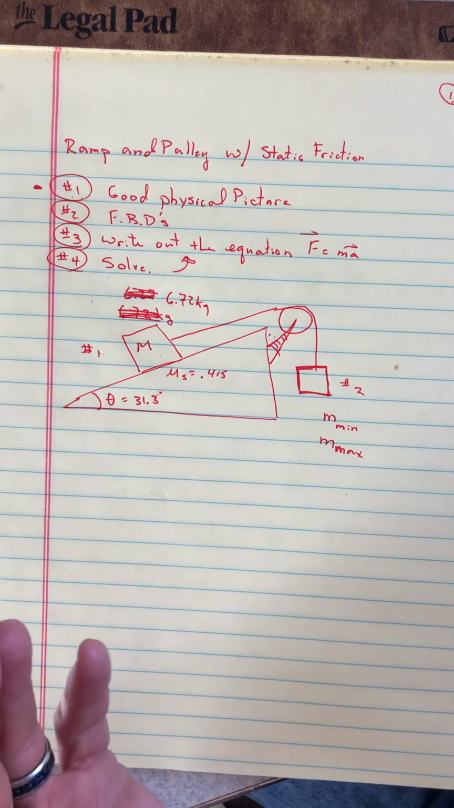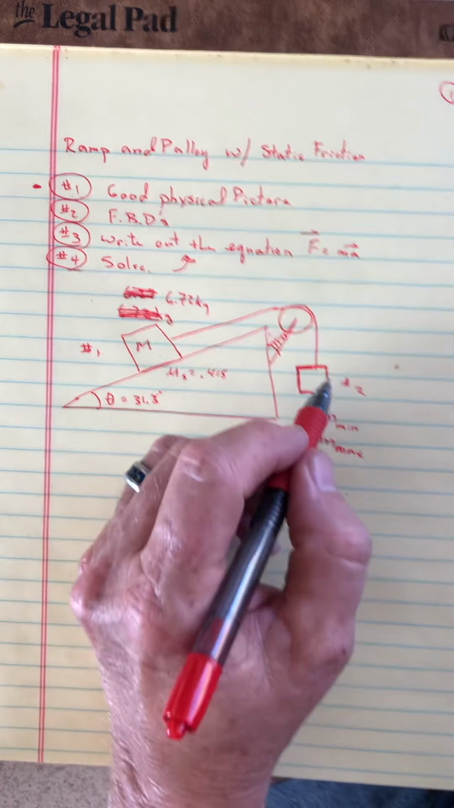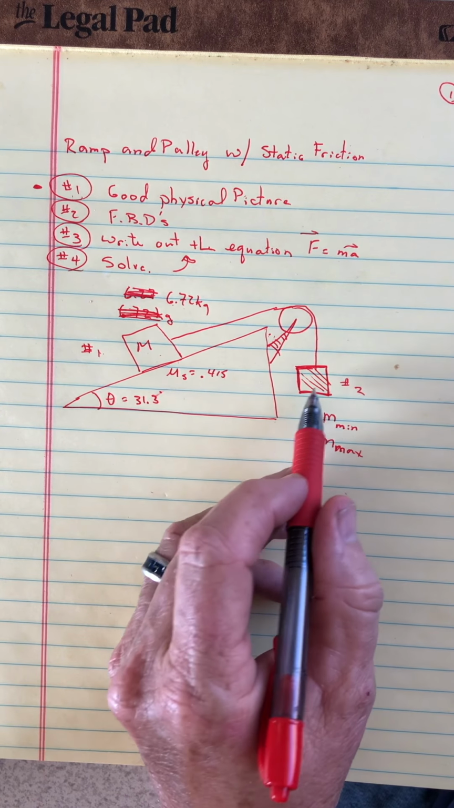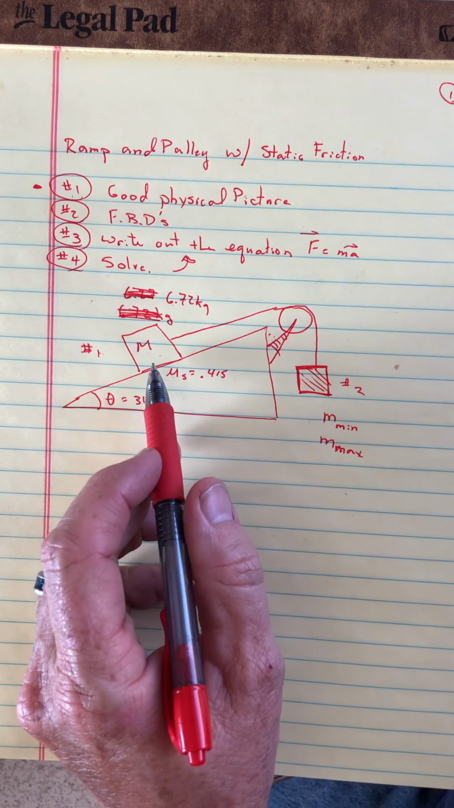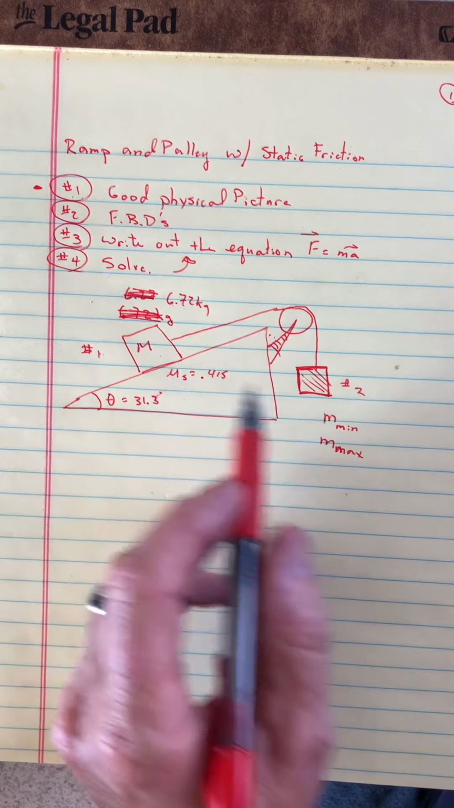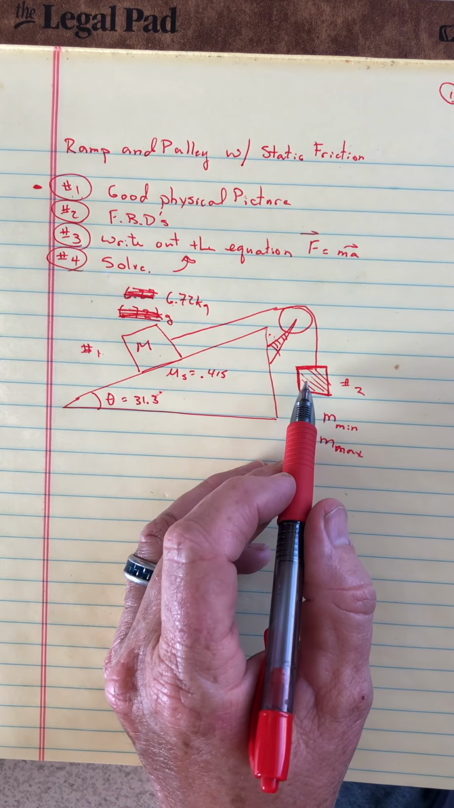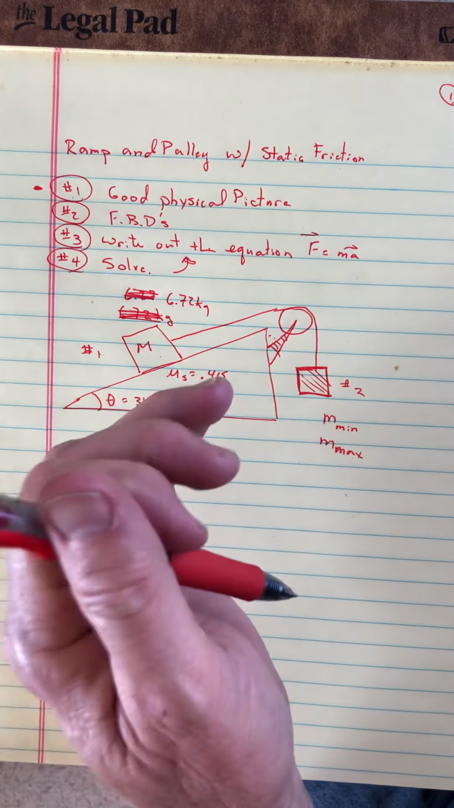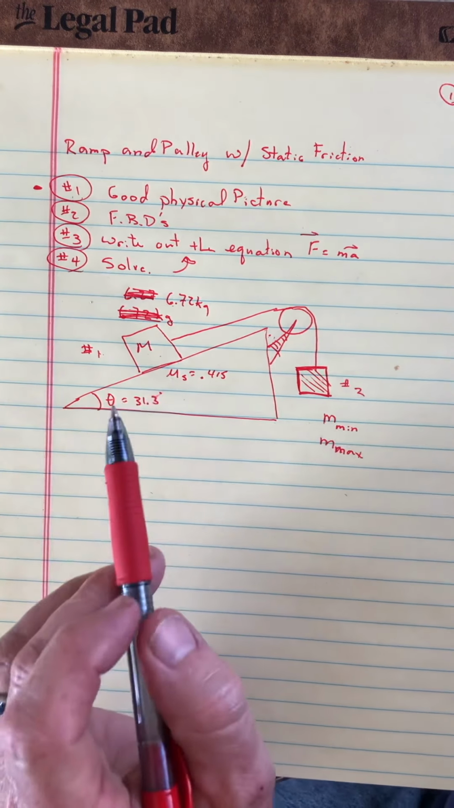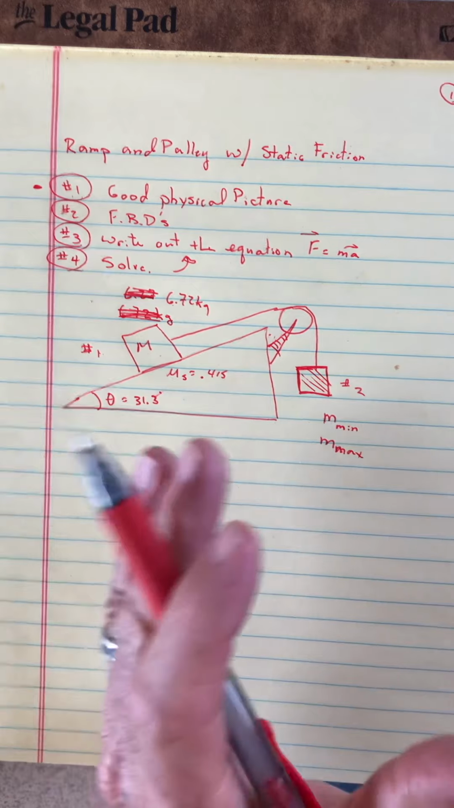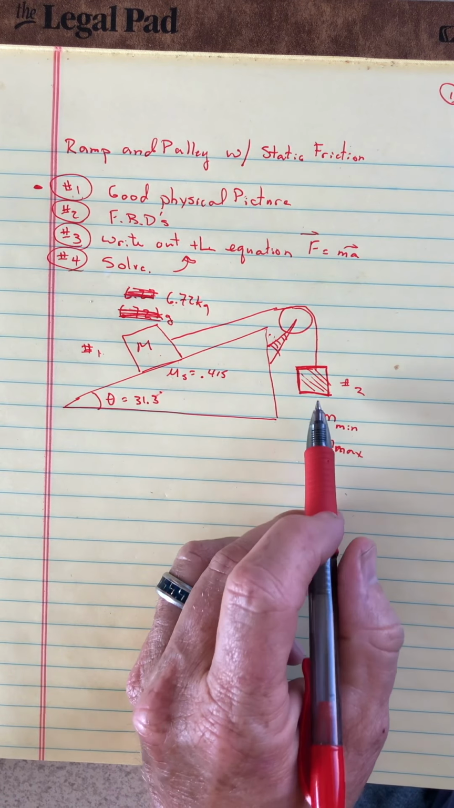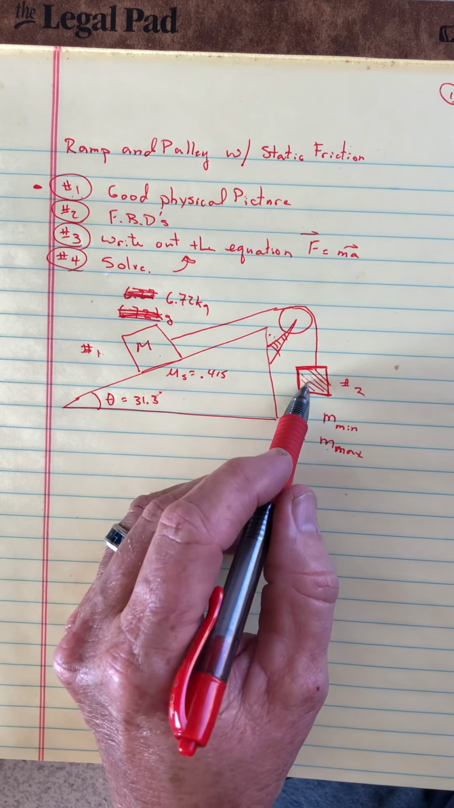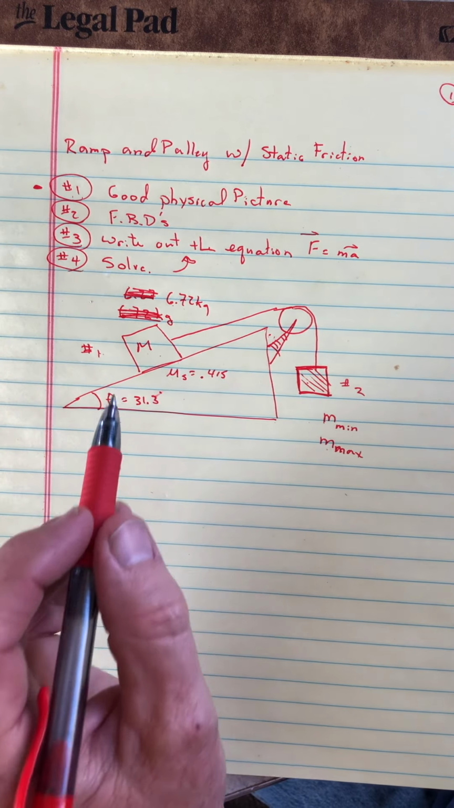And so basically what we're really saying here is there's some range between the minimum and the maximum that if you put that on here, this would stay. And like I said, if it was the minimum, then this block would be holding it up, but so would the static friction. So keep that in mind. And then on the other hand, if this mass is so much and this little number 2 is trying to go down, then it pulls this one up.